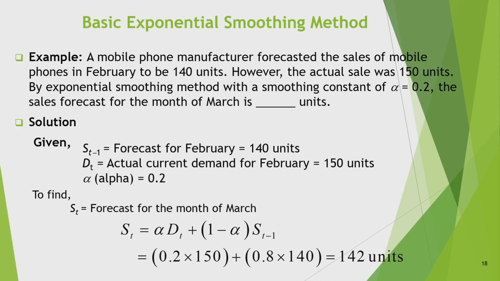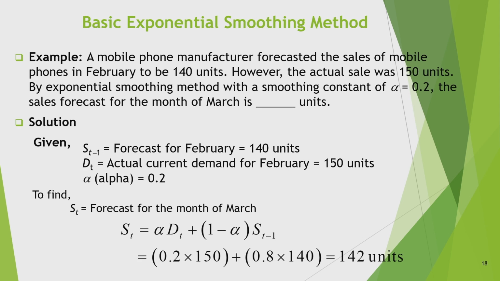So, let us take one example. A mobile phone manufacturer forecasted the sales of mobile phones in February to be 140 units. However, the actual sale was 150 units. By the exponential smoothing method with a smoothing constant alpha equal to 0.2, what is the sales forecast for the month of March in units?